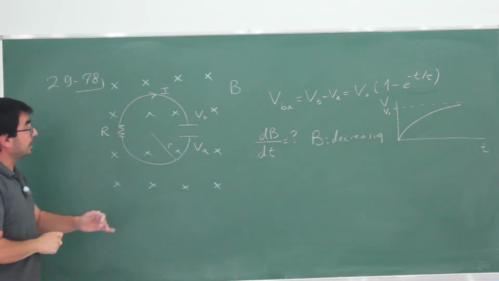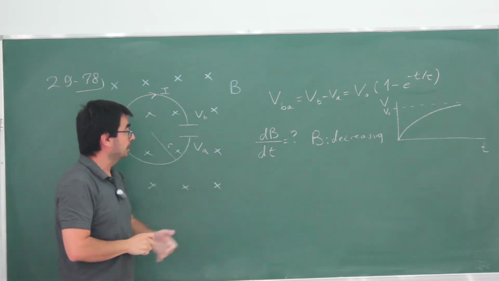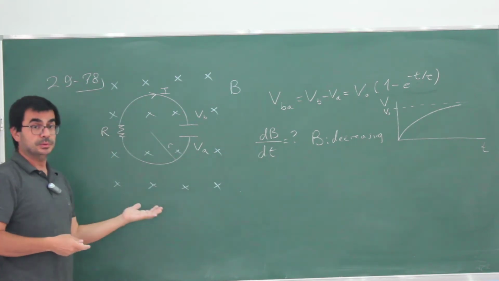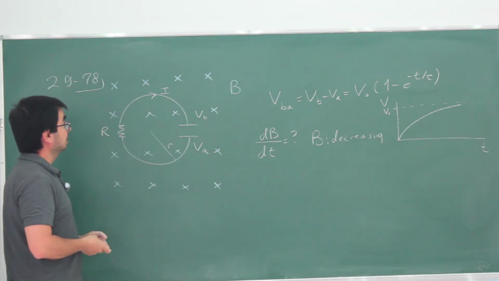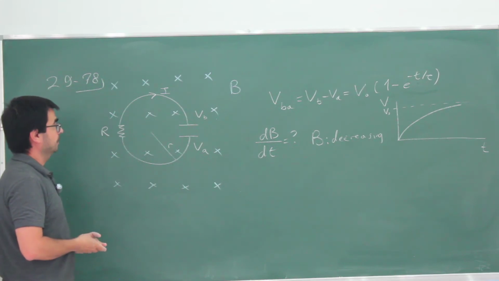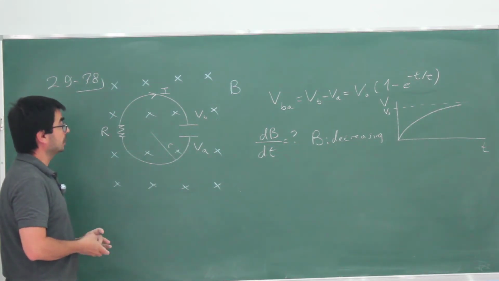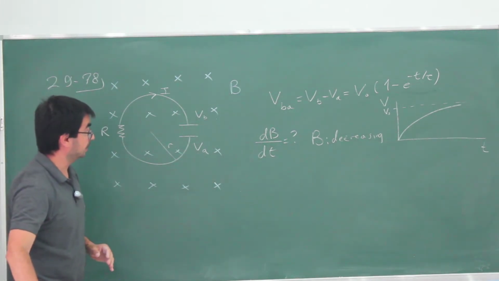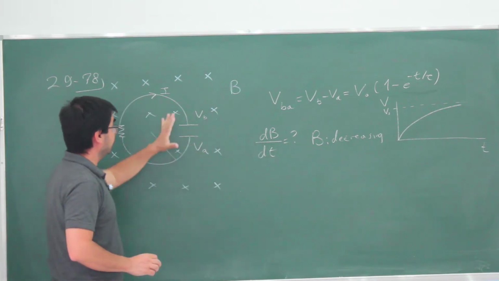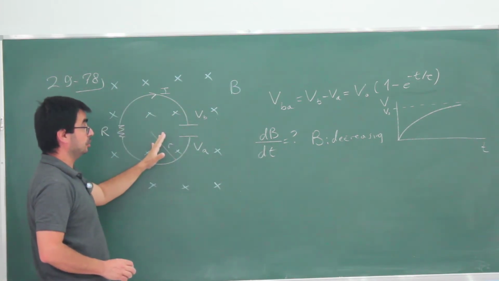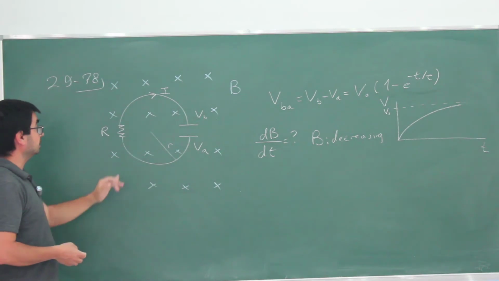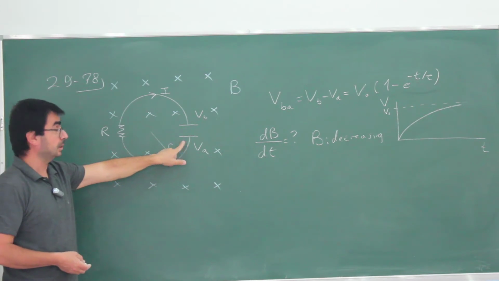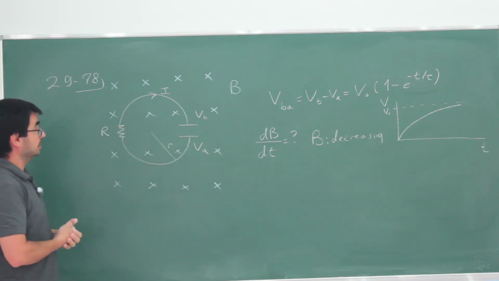Now, we are required to find this dB by dt, and of course that dB by dt times the area of the loop is going to give us the induced EMF in the loop. So that's how we are going to calculate this rate of change of magnetic field. This one times the area of this loop, pi r squared, is going to be the induced EMF. Now what is that induced EMF? Well, that induced EMF is both the potential across this capacitor and the current that's just passing through.